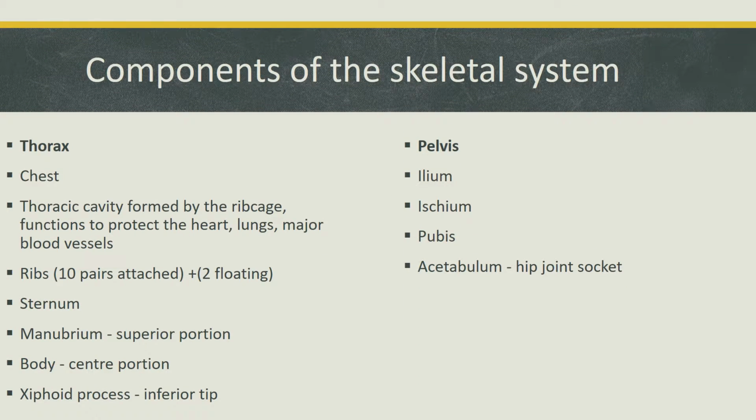Thorax. Thorax is the chest. It has 10 pairs of ribs which are attached, plus 2 which are floating. A sternum: manubrium, superior portion; body, centre portion; and xiphoid process, inferior tip. The thoracic cavity is formed by the rib cage and functions to protect the heart, lungs, and major blood vessels.